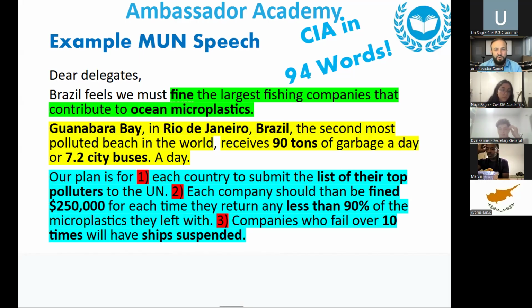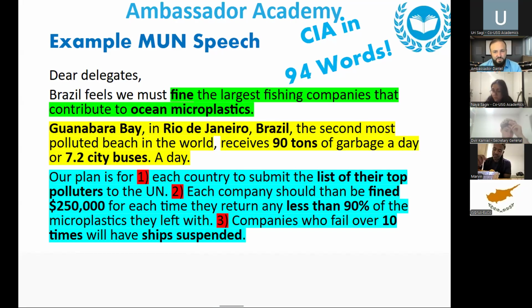Okay? So we see here that each step leads to the next. Each step can't exist without them. Suspending the ships without due cause is not helpful. To have the list and suspend them immediately seems unfair. If you're going to fine a company, you need to know who you're fining. Is there a global list of ships? So each step leads to the next one. All right, so we see here how it works together.